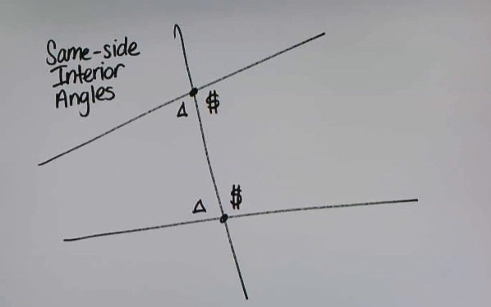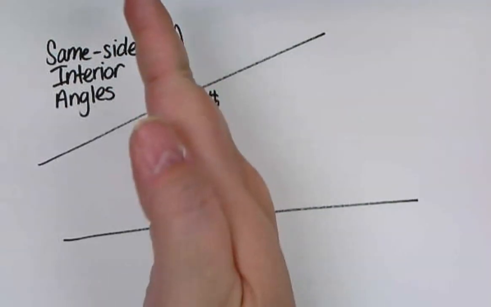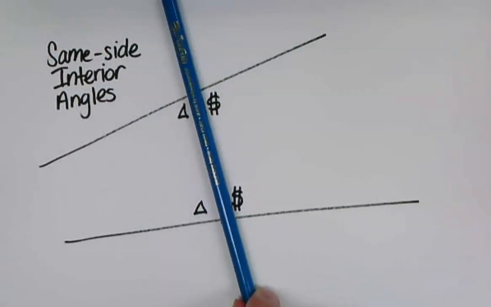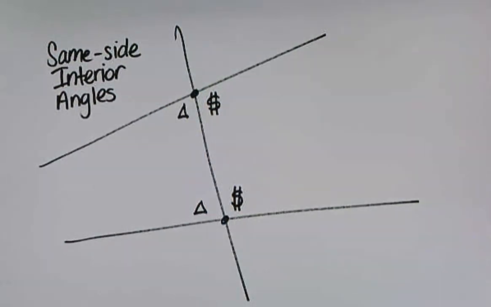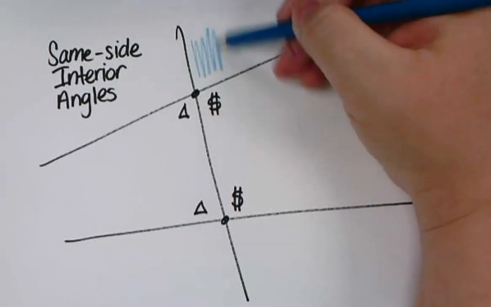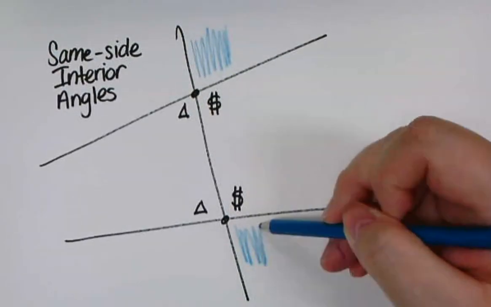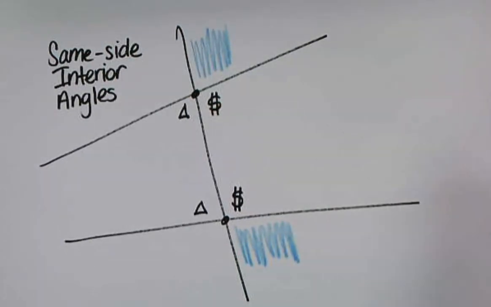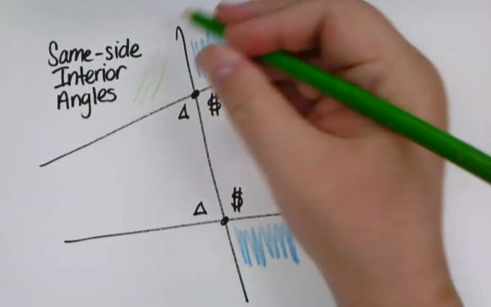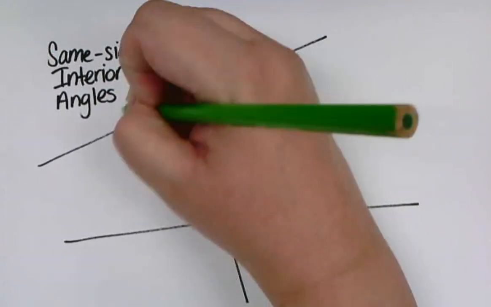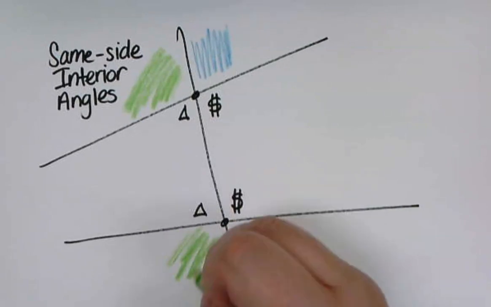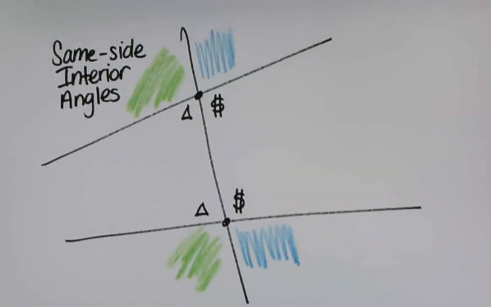And we'll go ahead and on this drawing talk about same side exterior angles. Again, they have to be on the same side of this transversal. This is my transversal. So on the same side of the transversal, but they have to be in the exterior. So like here and here. Those would be same side exterior, or here and here. Those would be same side exterior.